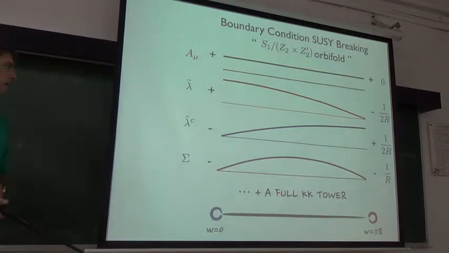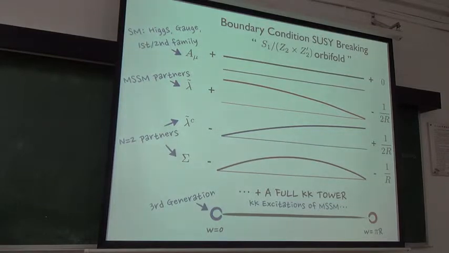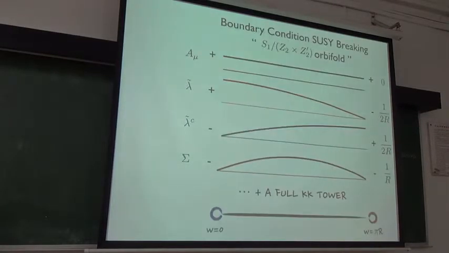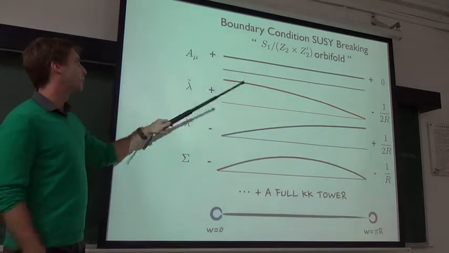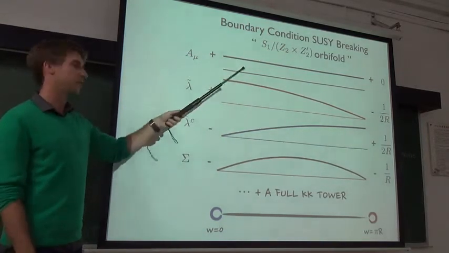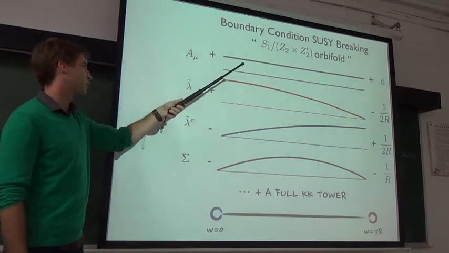Let me describe this in a quick way, just by showing you how I can choose boundary conditions for my particles that live in this extra dimension that break supersymmetry. The example we'll take is just one of the standard model gauge bosons. So let's say this is the photon.